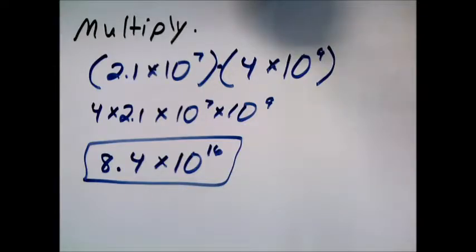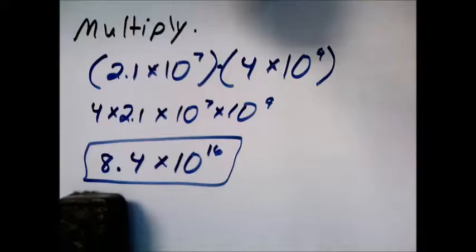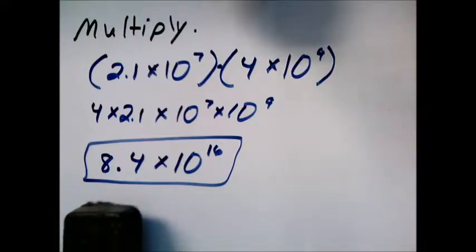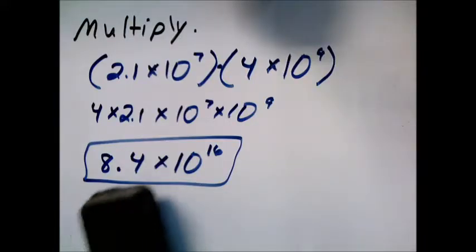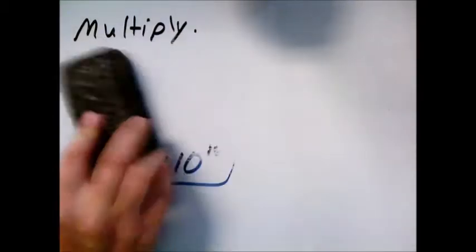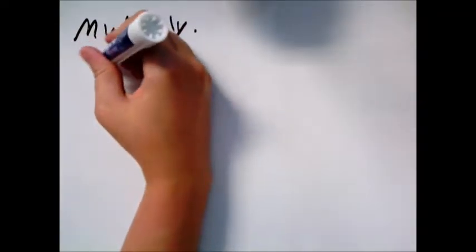Now I'll say on that one, sometimes you luck out and your front number's already between 1 and 10, because remember, to be in scientific notation, the front number needs to be between 1 and 10. So let's try another one. What do you do if the front number doesn't come out between 1 and 10?